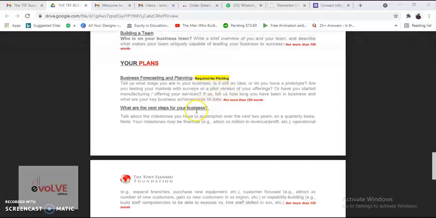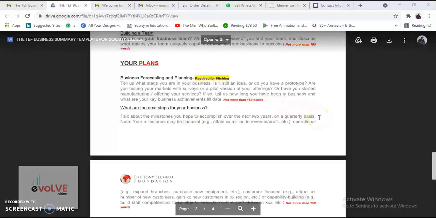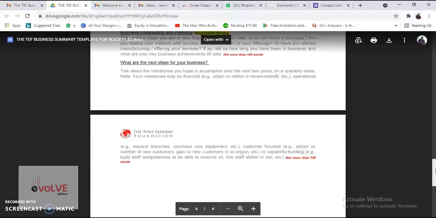For here, you have to talk about your next steps. We'll call it milestones. So what are your milestones? Now we've known where you are. What are your future plans? Here you tell us what you want to accomplish in the next 2 years, in the next quarter. Are you opening a new branch in the next 4 months? Are you going to buy new equipment?